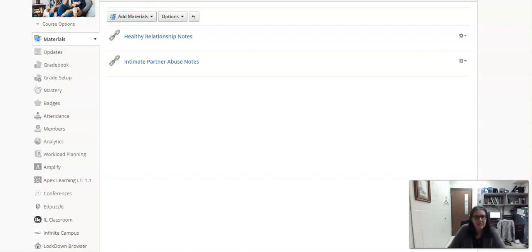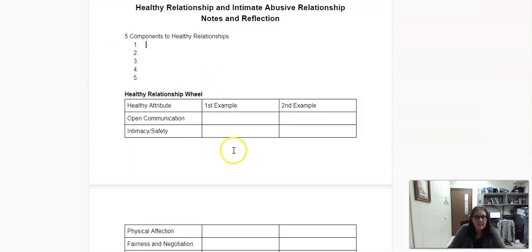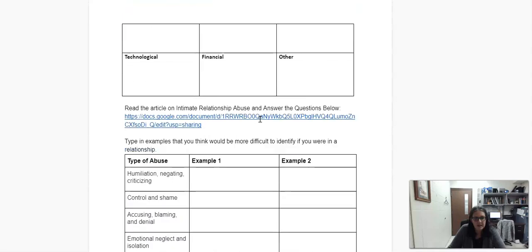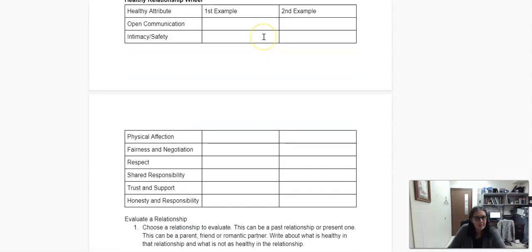Today we're going to go over healthy relationships and then intimate partner violence. So this will be finishing your dating and relationships assignment all the way from week 3. So this is where we're finishing it up, and you'll have the notes to go with that. So it's a decent chunk. I'm going to go over all of it.